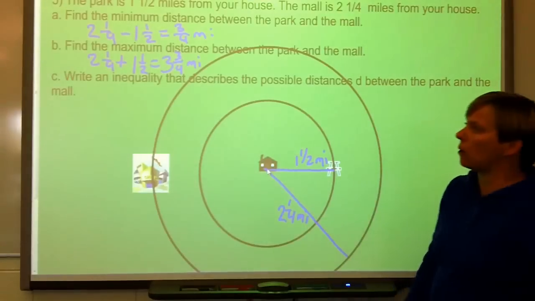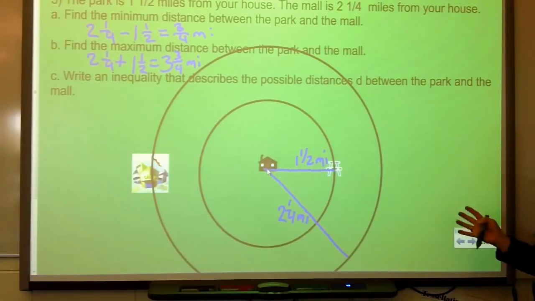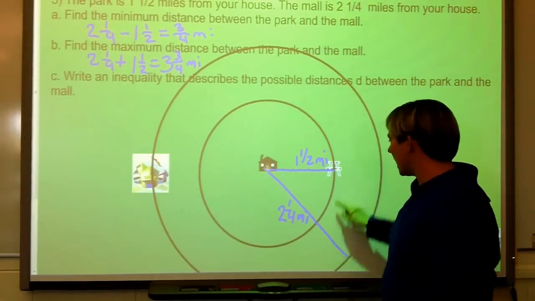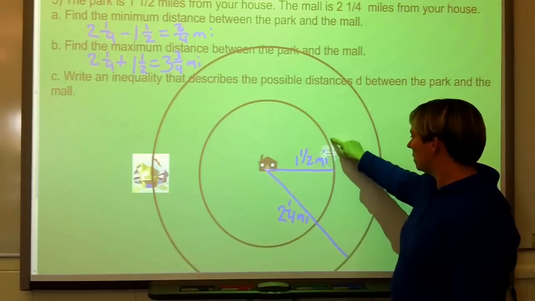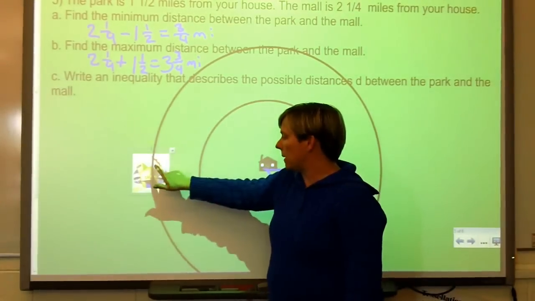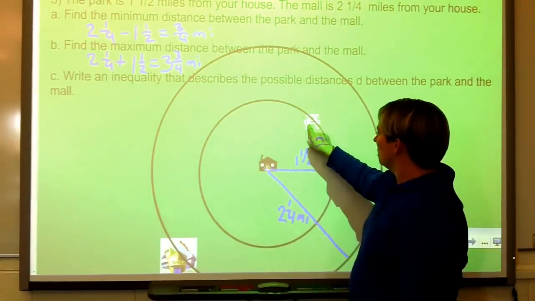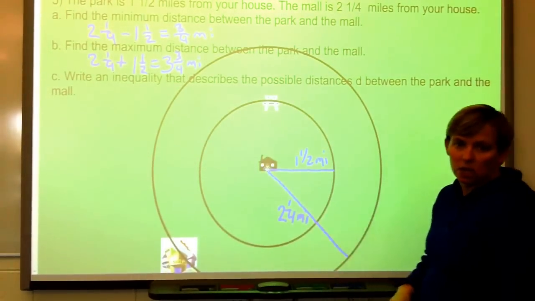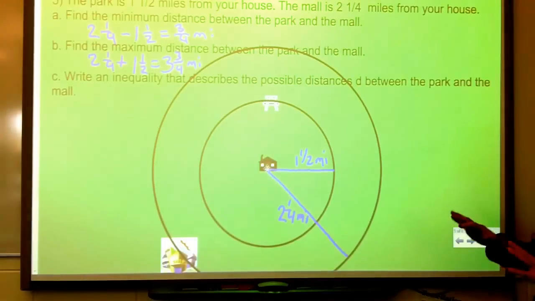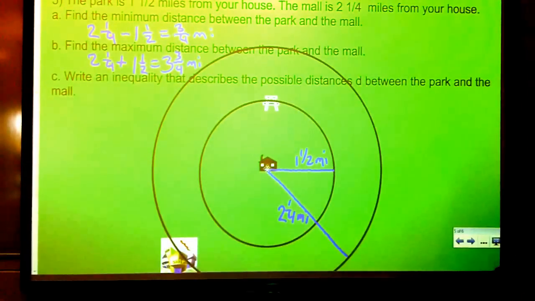So now the question is, how can we write an inequality to describe all of the possible distances? Remember, I could have my park, say here, and my mall, say over here. Or my park here. I could have it anywhere on this. So how do I write that inequality to say, all right, any of those possible distances?